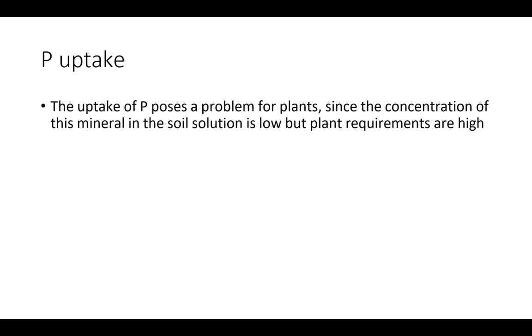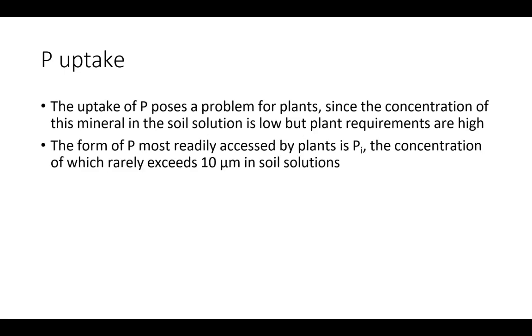The uptake of phosphorus poses a problem for plants since the concentration of the mineral in the soil solution is low, but the plant requirement is high. Remember, there may be plenty of phosphorus in the soil, it just may not be in the form that plants can readily absorb. The form of phosphorus that is most readily absorbed by plants is inorganic phosphate, the concentration of which rarely exceeds 10 micromolar in the soil solution.